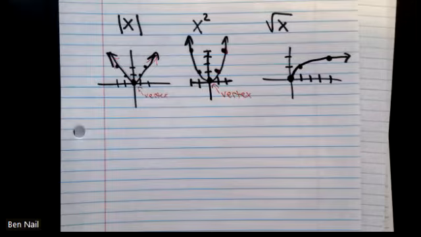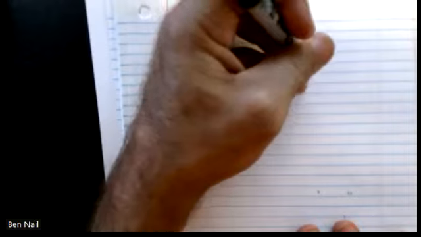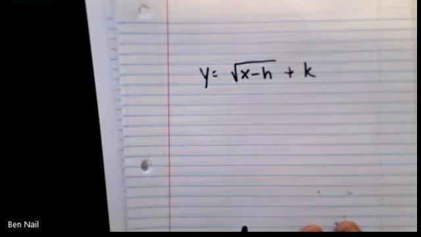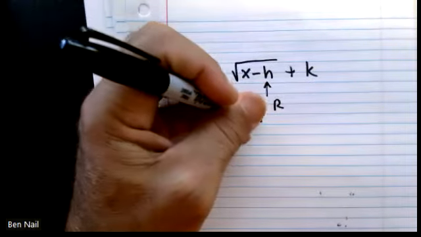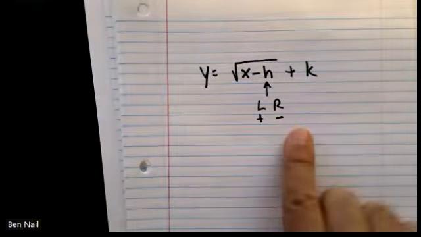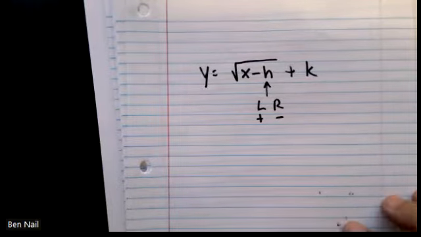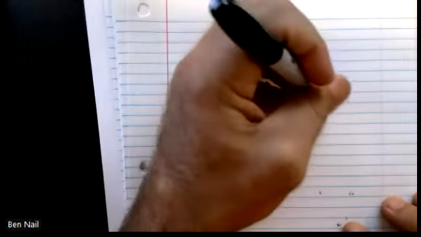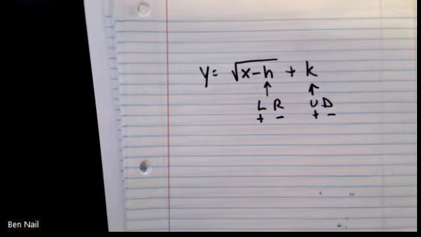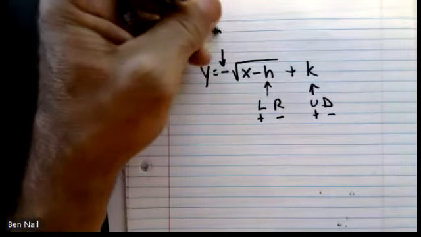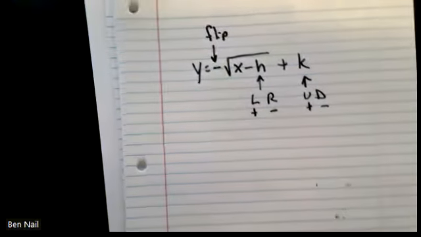And then again, based off of shifts, left, right, up, down, flipping, it's going to do the same kind of thing. If they add or subtract inside of the square root, again, that's going to move you left or right, and it's going to move backwards. So again, negatives are going to actually shift you right. Positives are actually going to shift you left. Outside of the function, we'll shift things up and down. They'll move like they are supposed to. And again, if they put a negative in front, that's going to flip everything over.